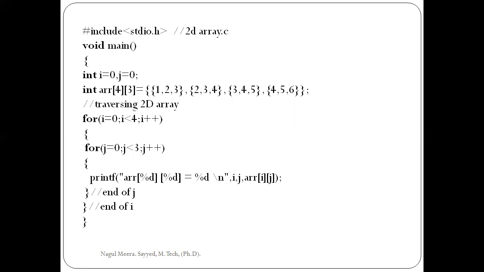Those are i, comma, j. Why? Because these variables are used for loops to print.